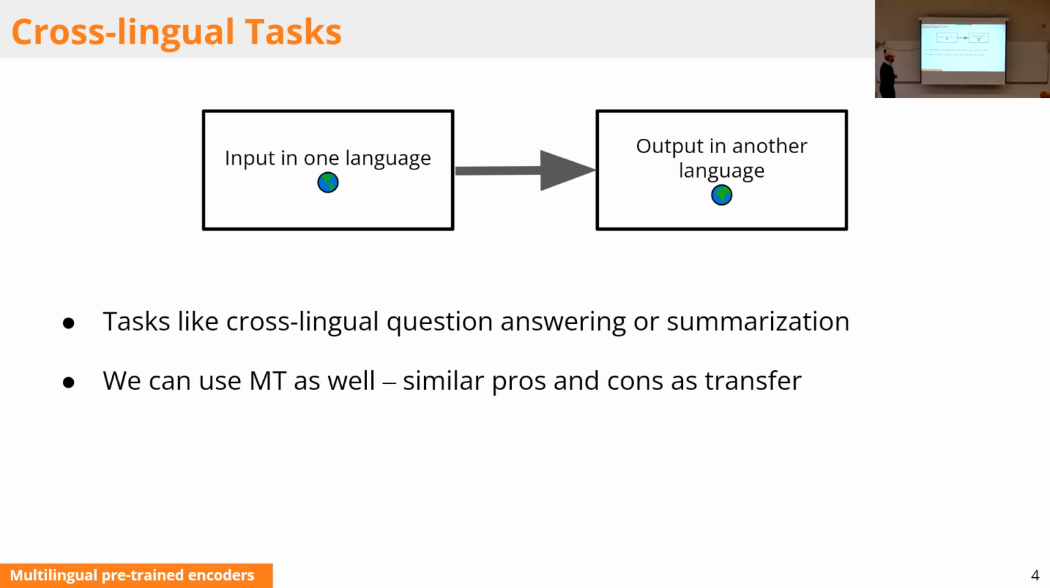And cross-lingual NLP is not just cross-lingual transfer. There are also tasks where we have input in one language, but we are interested in output in another language. So it could be something like cross-lingual question answering or cross-lingual summarization. And in such setups, we can use machine translation in the same way as when doing cross-lingual transfer, and it has similar advantages and disadvantages.